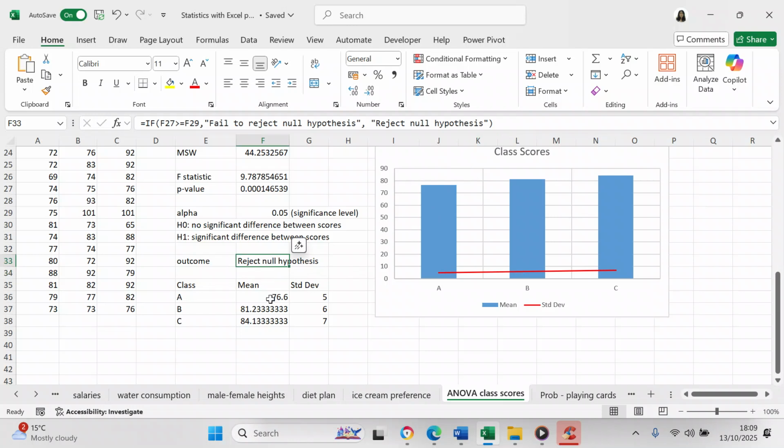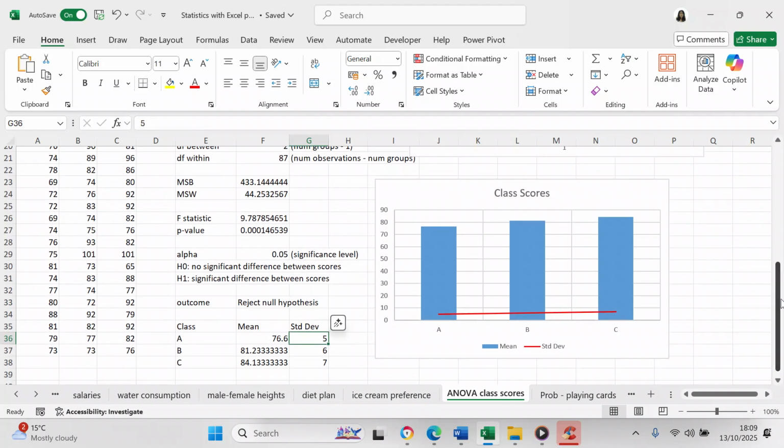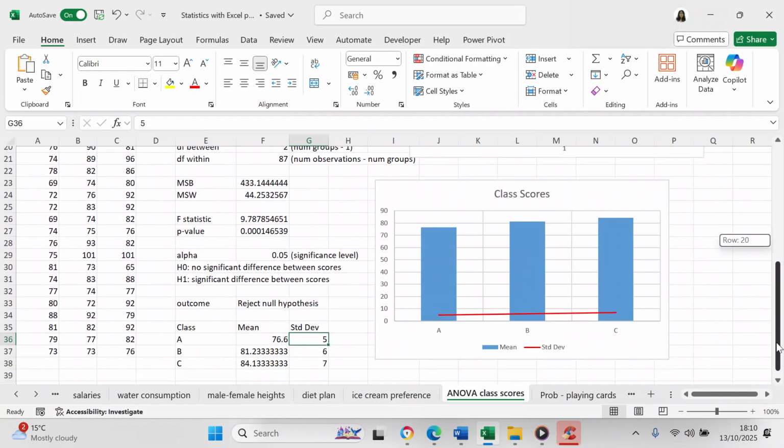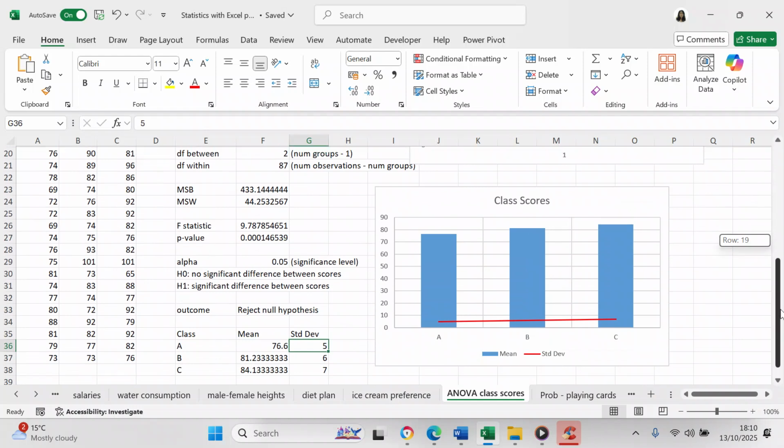So you have the mean of Class A, Class B, and Class C, and you've got the standard deviation of Class A, Class B, and Class C. And I use that information to create a bar chart of the classes. So according to this test, there is a significant difference between the means of the three class scores. So that's it. And then you can check the class scores. On this particular one, what I did was a bar chart or a column chart.